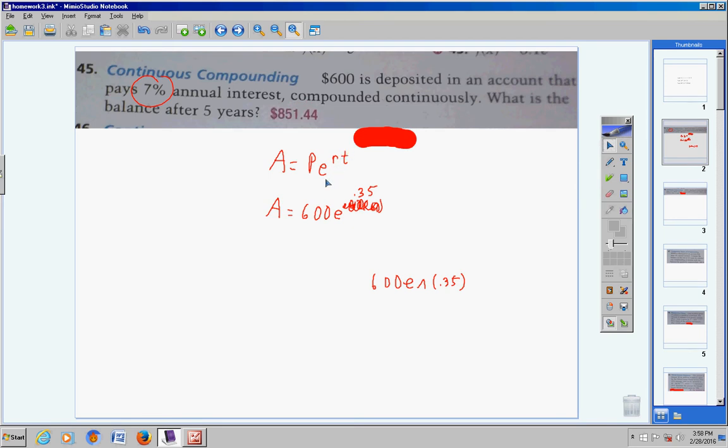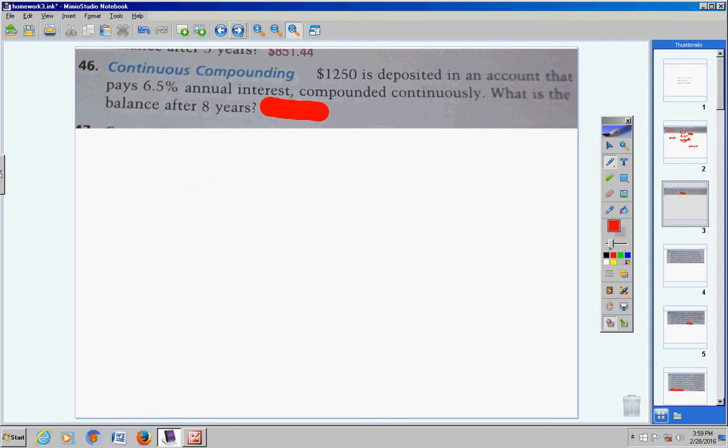$851.44. So you started off with 600. You ended up with this much, so you gained $251.44. Alright, okay, moving on to number 46.